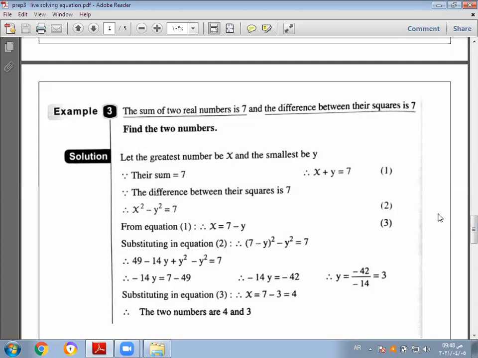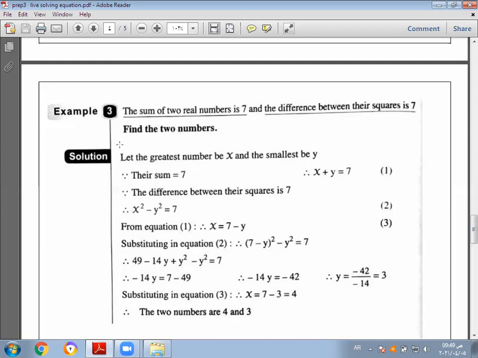Again, the sum of two real numbers is 7, and the difference between their squares is 7. What is the meaning of sum? We know that sum means add. So the two numbers' sum is 7, meaning the first number plus the second number equals 7. And the other statement, the difference between their squares. We know that squares means power 2. So first number power 2 minus second number power 2 equals 7.